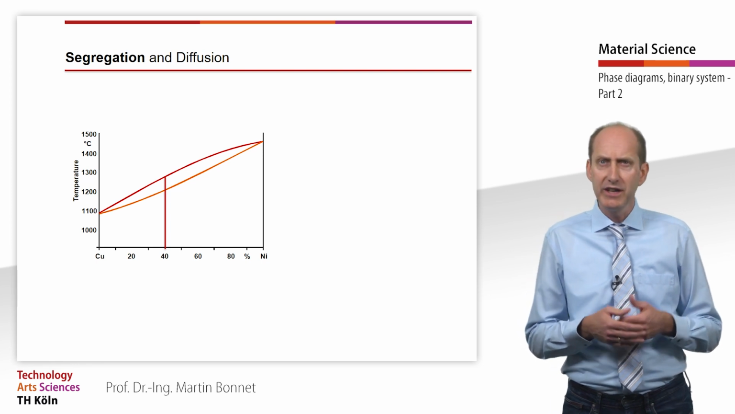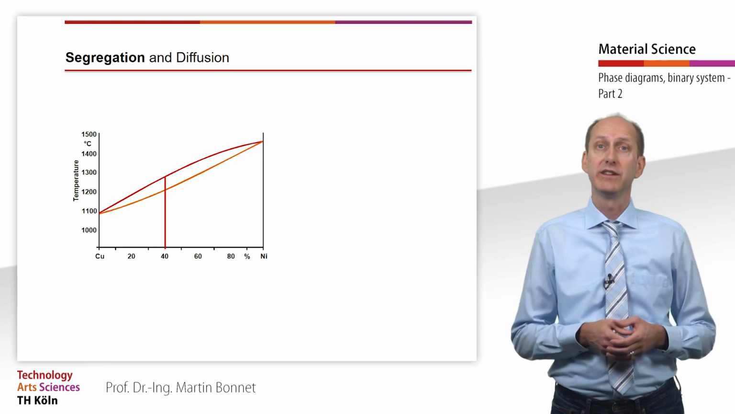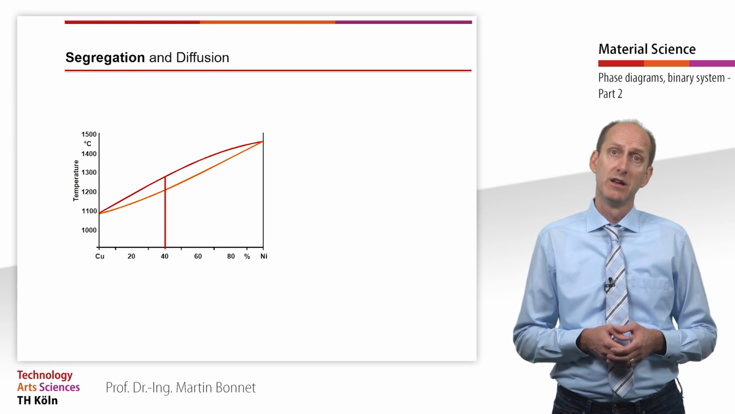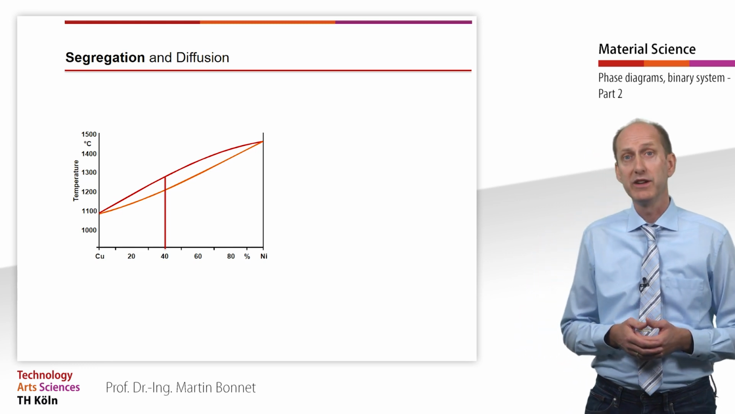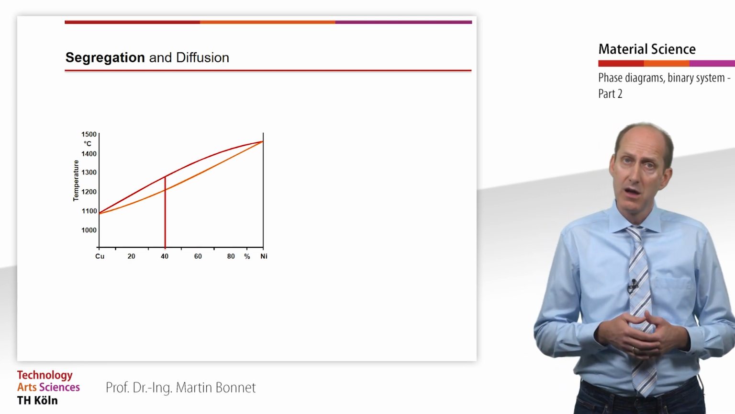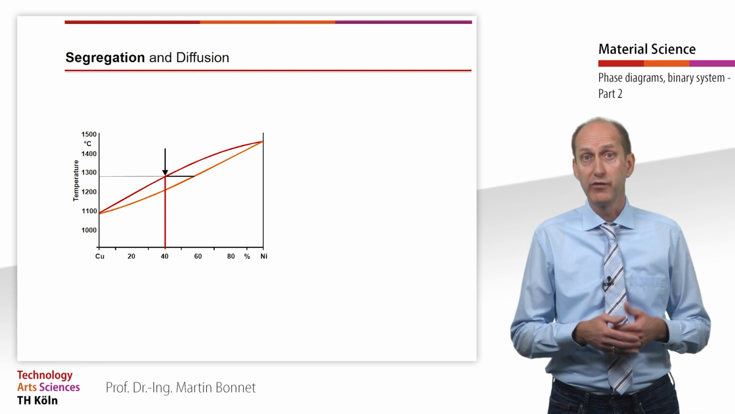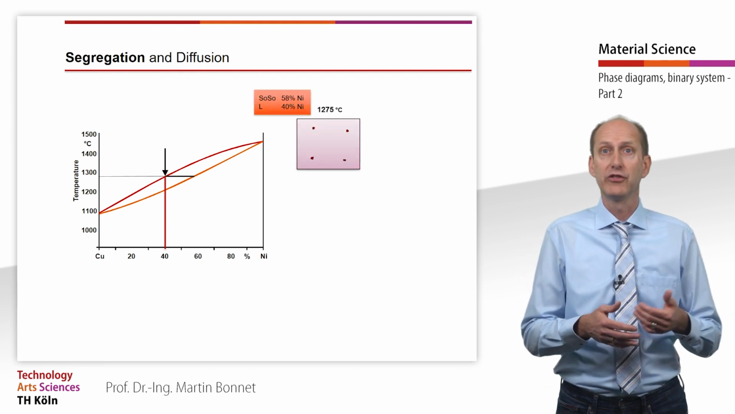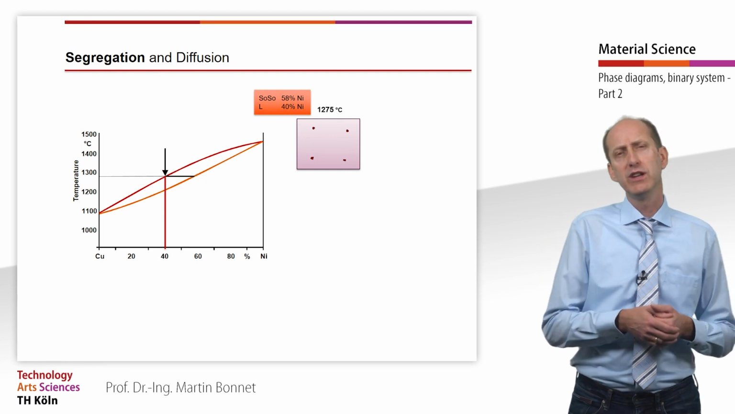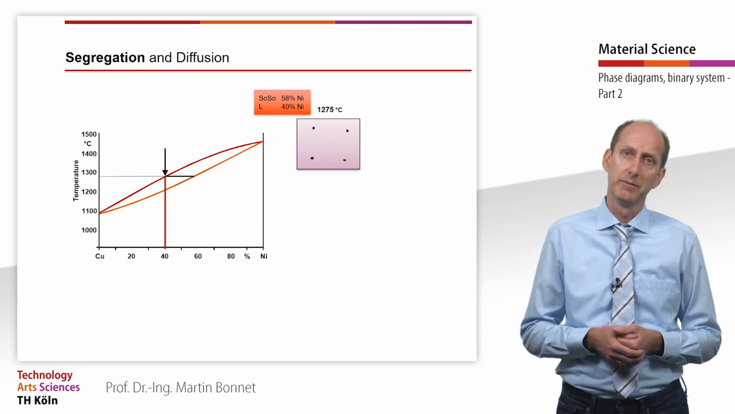The center of each grain contains a larger proportion of the higher melting component than the corresponding composition of the alloy. The lower melting component is present in larger proportions on the outside. Looking at our example alloy with 40% nickel, we find that crystallization of the solid solution starts at a nickel concentration of 58%, while the melt naturally contains 40% nickel.